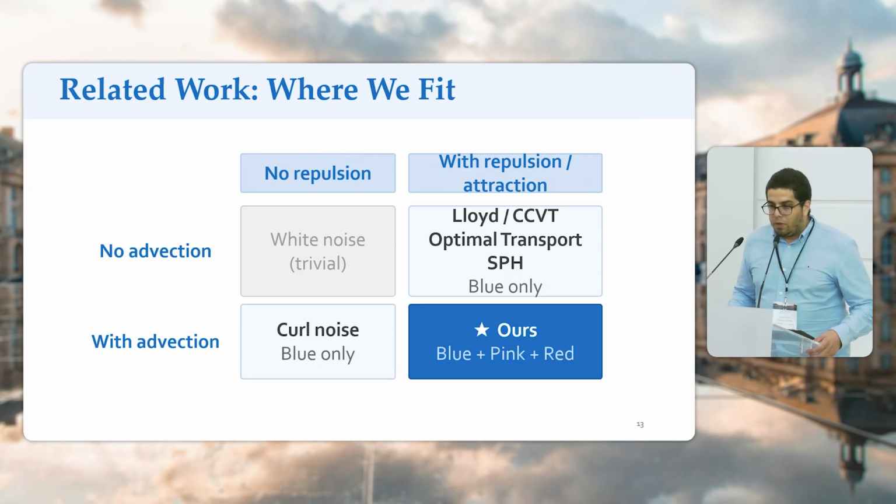So where do we locate in this kind of work? Basically, we are the first one to do both advection and repulsion in a single system. And this allows us, together with attraction, to create not only good blue noise quality, but also pink and red noise.